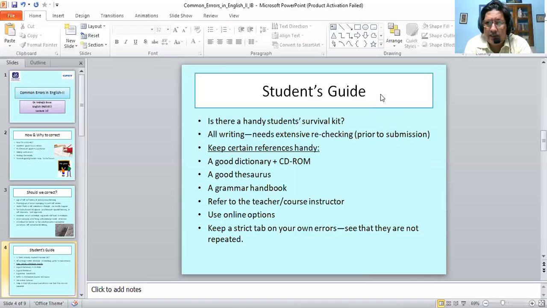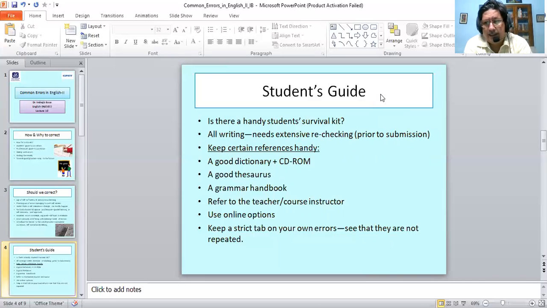Of course, if you're in great difficulties, you can refer to the teacher or course instructor, either in person or by email or some other means. There are also online options, grammar checkers, just like spell checkers, which function online. So you can take recourse to these options at some point of time or the other. But it is best to keep and to refer back to the handbook, the dictionary, and the thesaurus.